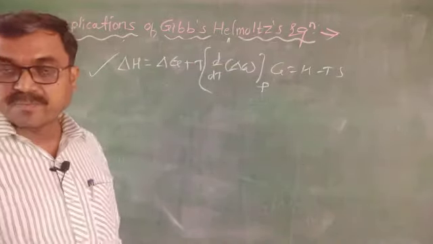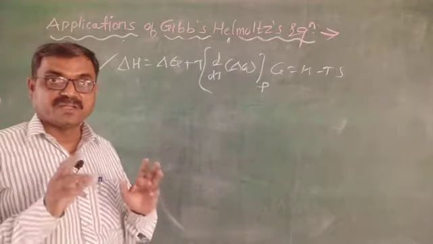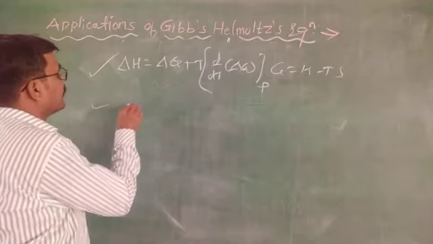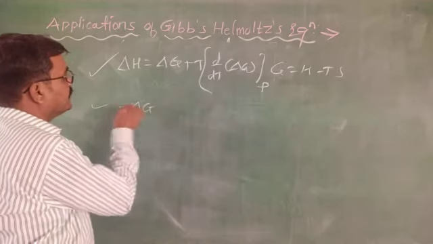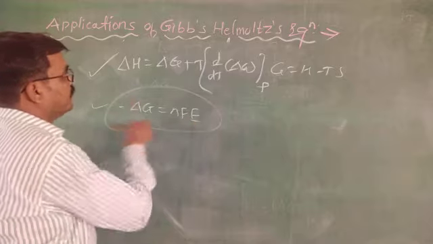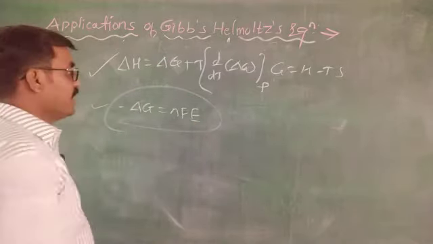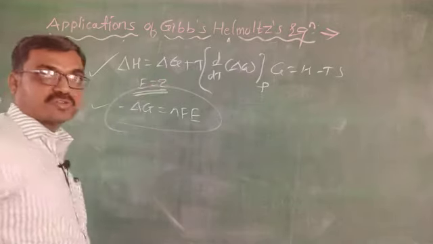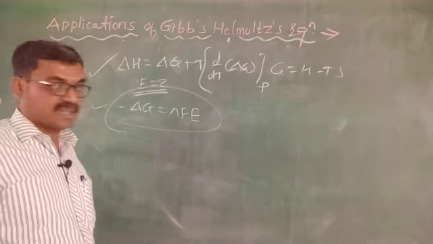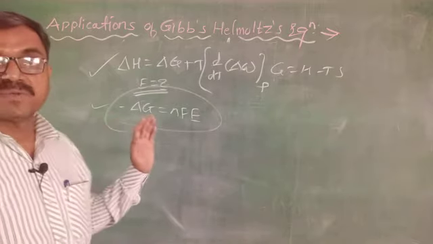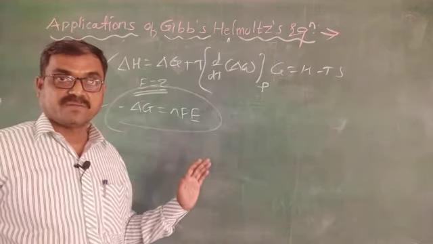This is very important as far as numericals are concerned. Or you may use the other application, delta G is equal to nFE. Put this value in the Gibbs-Helmholtz equation and find out the EMF, electromotive force, of the reversible cell. In this way, these are the applications of the Gibbs-Helmholtz equation.